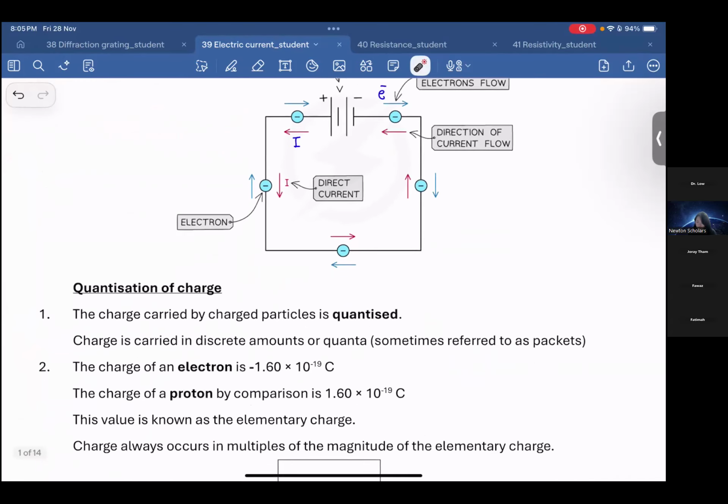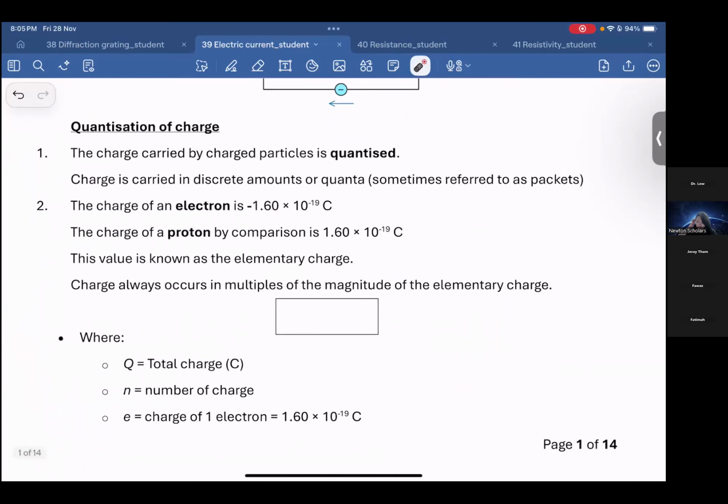Okay, so here, quantization of charge. The charge carried by a charged particle is quantized. What does this mean? It means discrete, or quanta. If you graduated from SPM, you will know this because in quantum physics, we say that light comes in packages. Quantum is in packages. So for this one, the charge carriers also come in packages, one package, one package, one package.